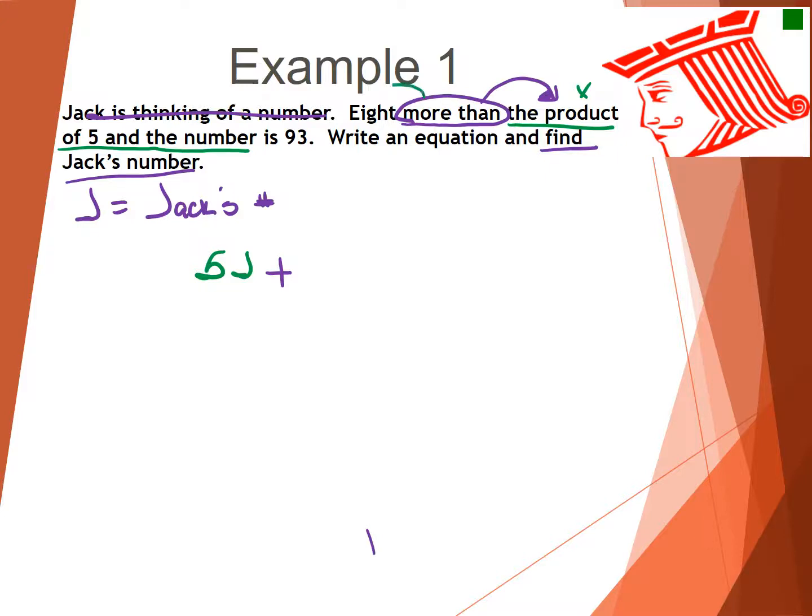What am I going to add to that? 8. Is always your equal sign, 93. All right, just write that down. We'll worry about solving it later. That's all we're working on with the notes right now, is how to set up the equation.